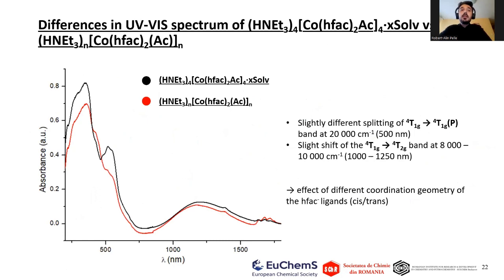In the UV spectrum, we notice the difference caused by the different coordination of the H5 molecules. So for the tetranuclear, I said that we had the cis conformation. For the coordination polymer, we have a trans conformation, and this results in a slightly different splitting of this absorption band at around 400 nanometers, and a slight shift of the band here at around 500.